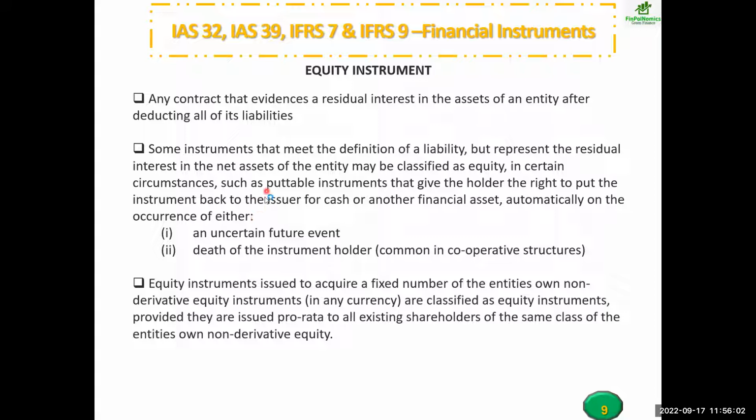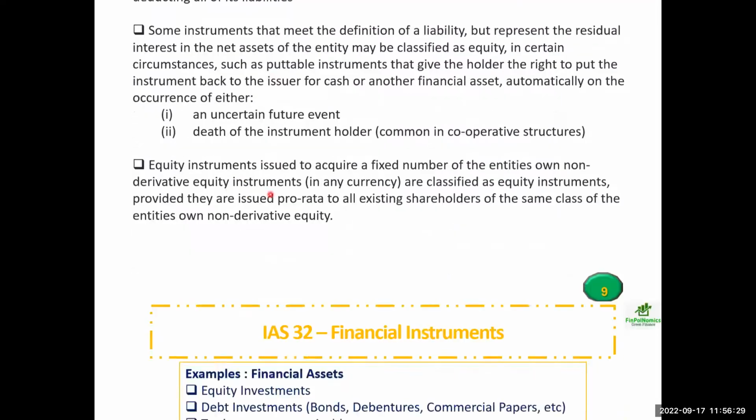Now, equity instrument issued to acquire a fixed number of the entity's own non-derivative equity instruments in any currency are classified as equity instruments, provided that they are issued pro rata to all existing shareholders of the same class of the entity's own non-derivative equity. We'll look at all of this by the time we get to the complex aspect of those instruments. Now let's look at examples of all this.